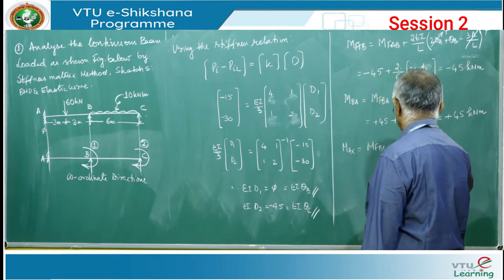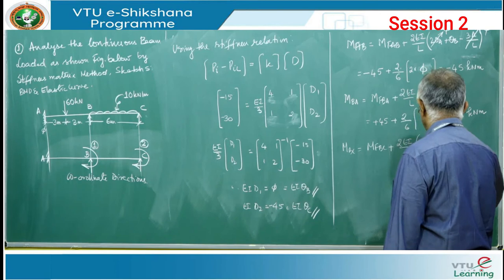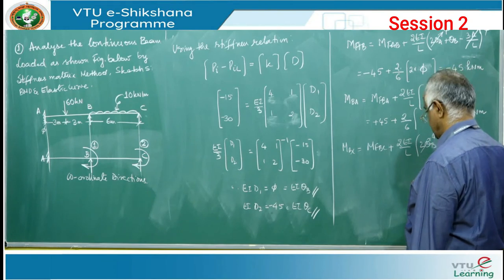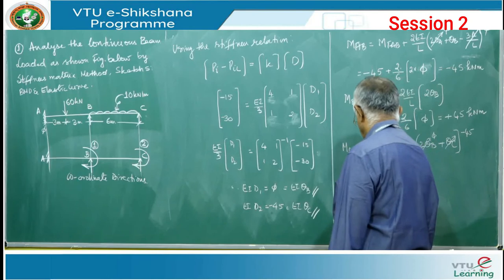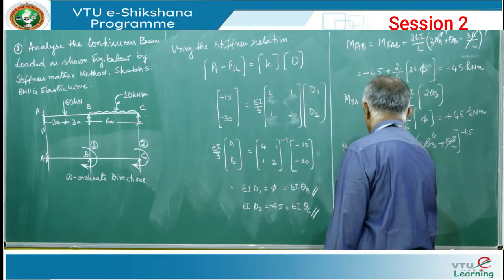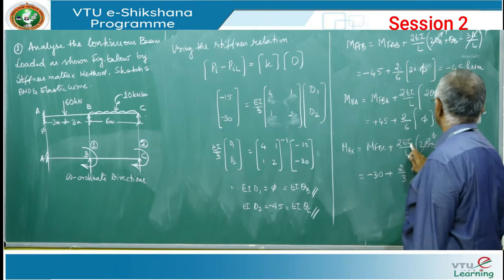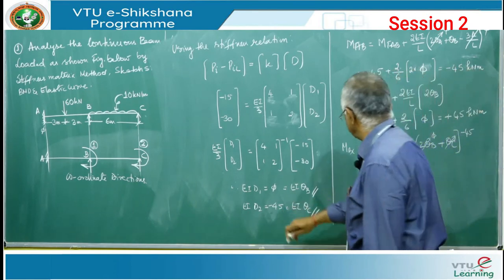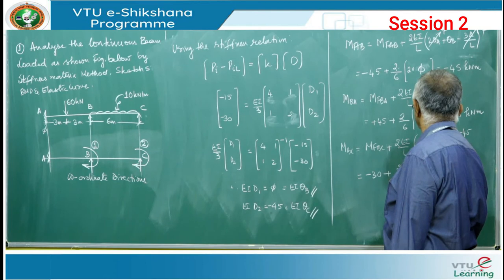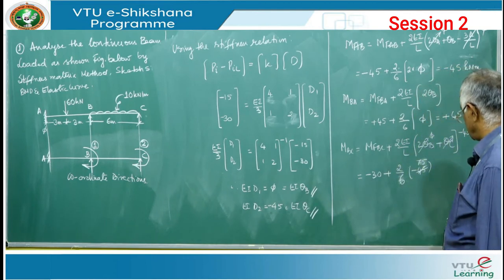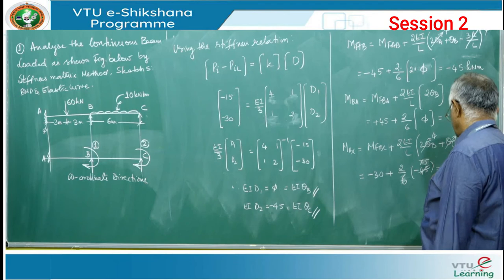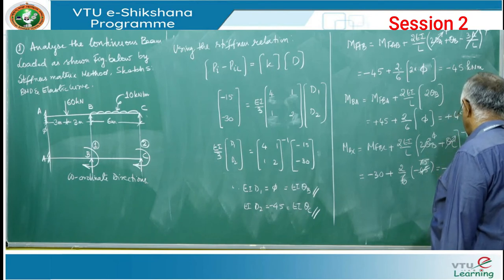If you take the second span MBC, it is MFBC plus 2EI by L, 2 times theta B plus theta C. I have not written delta here because there is no sinking here. Theta B is already 0. We know this value is minus 45. How much is MFBC we got? Minus 30 plus 2 by 3 EI theta C. EI theta C is minus 45, 2 into 7.5 is minus 15. Minus 15 and minus 30. The value is minus 45 kilonewton meter.